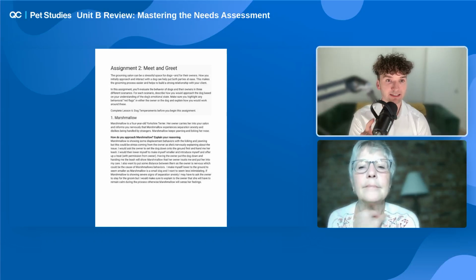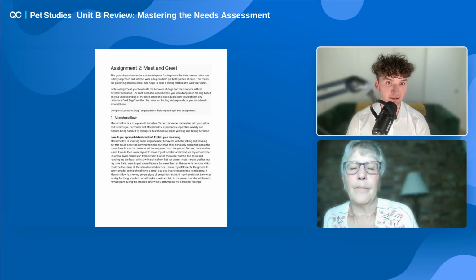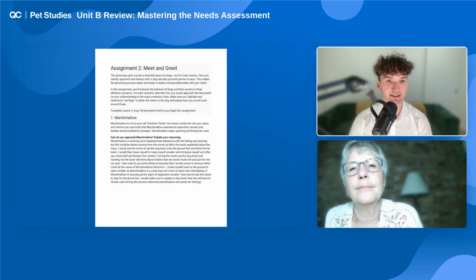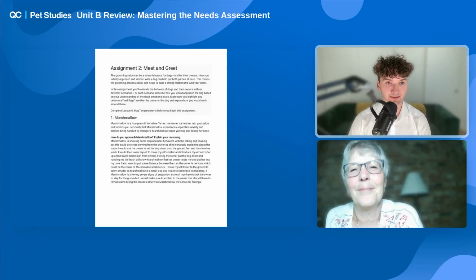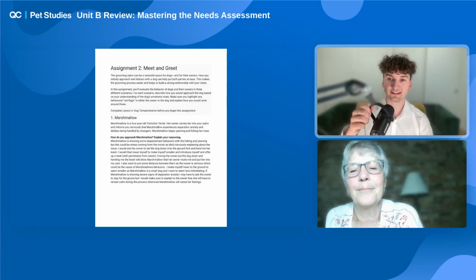Marshmallow is a 4-year-old Yorkshire Terrier. Her owner carries her into your salon and informs you nervously that Marshmallow experiences separation anxiety and dislikes being handled by strangers. Marshmallow keeps yawning and licking her nose. How do you approach Marshmallow? Explain your reasoning. So I'll go ahead and read the response here, Lisa.